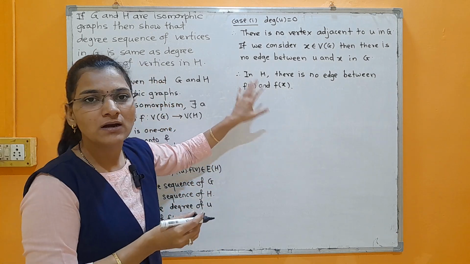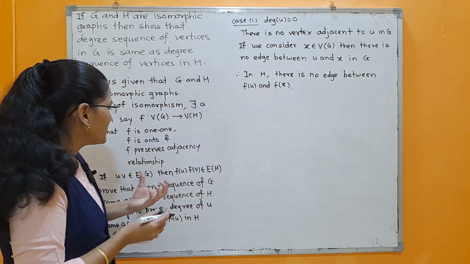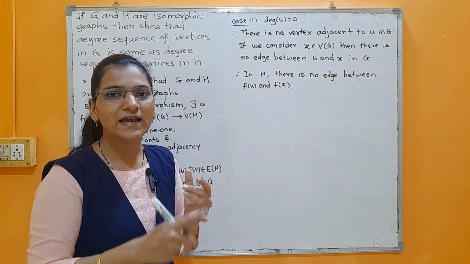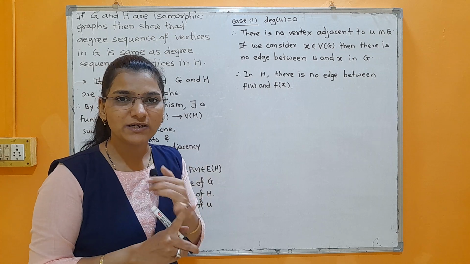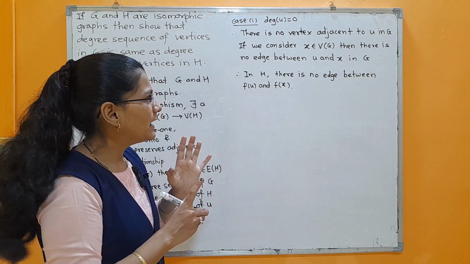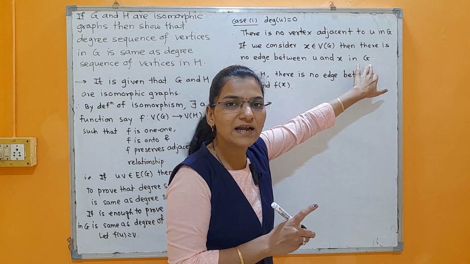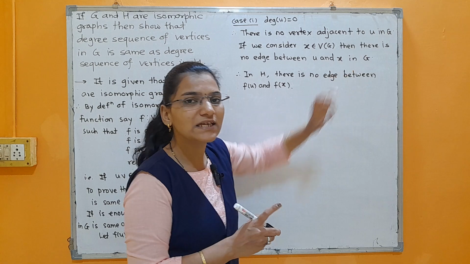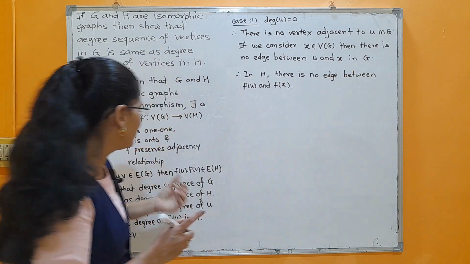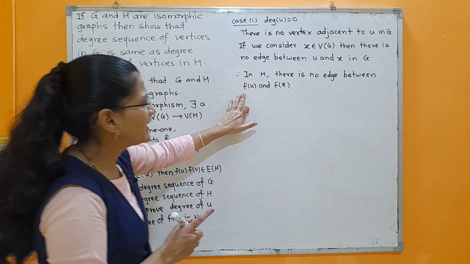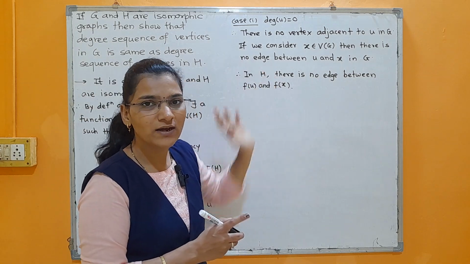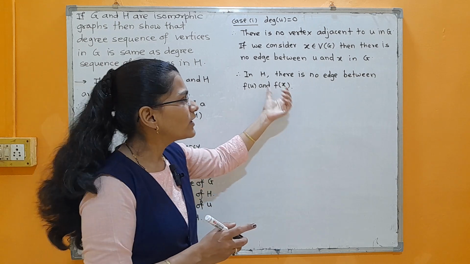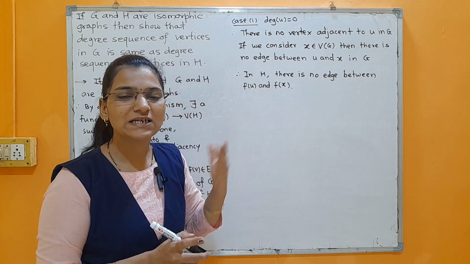This is because of isomorphism, more specifically f preserves the adjacency relationship. That means if there is an edge between U and X in graph G, then there will be an edge between f of U and f of X in graph H. And if there is no edge between U and X in graph G, then there will not be an edge between f of U and f of X in graph H. So by that third condition, there will not be an edge between f of U and f of X in graph H. This will happen for every vertex f of X in graph H.